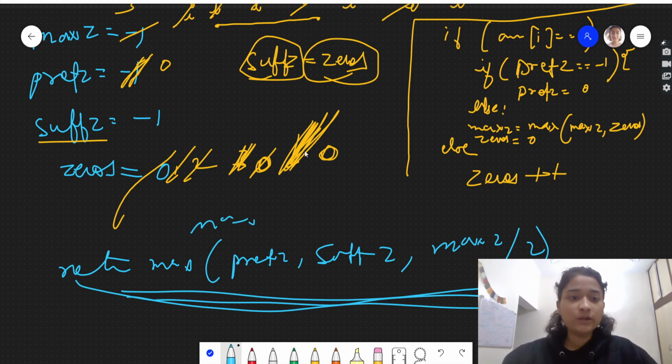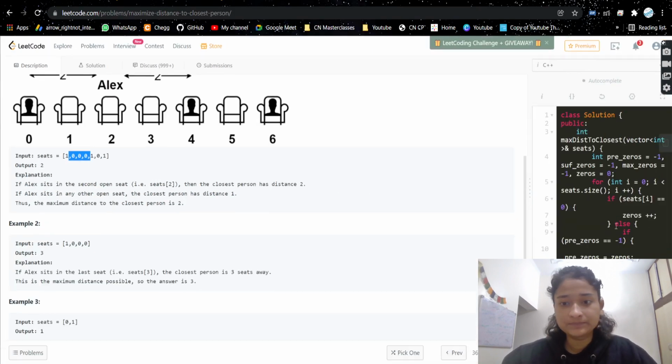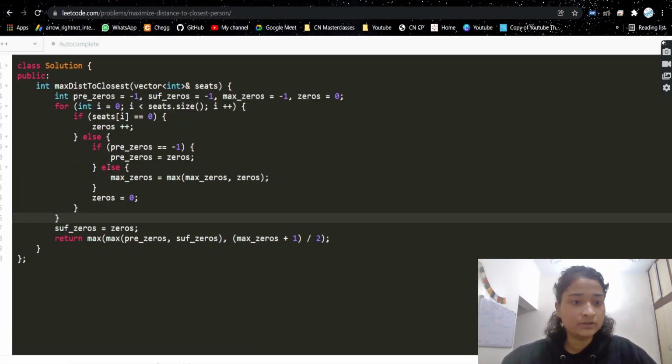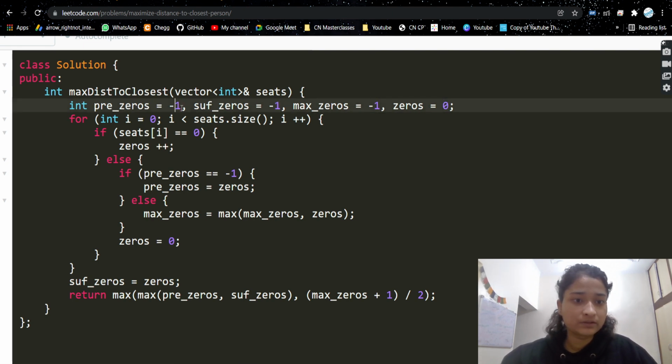Alright, so I hope you understood this approach and the dry run. Let's see the code quickly. Java code will be in the description, so you can check that also. We are taking 3 variables, prefix, suffix, and the max. And this is the zeros variable, initialized to 0, and the rest are initialized to -1. Then we are taking this for loop, we are traversing.